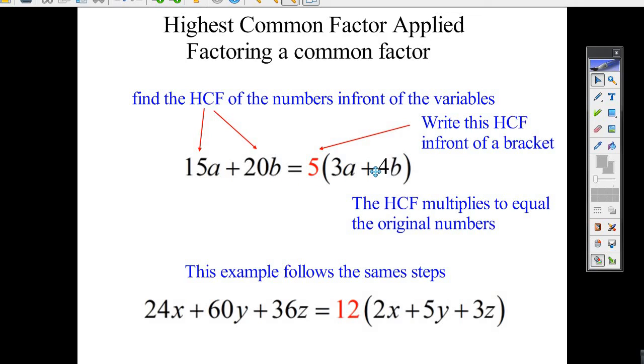Okay, that's called factoring. The highest common factor multiplies by the things inside to give you the original numbers, 15 and 20. Let's do one that looks a little bit harder.